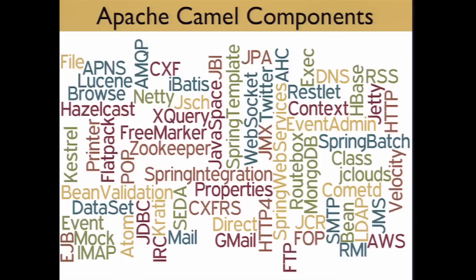And Camel offers about 100 components you can use to integrate your systems, which makes it very easy to expose or use a web service, JMS, RSS or Twitter. And every Camel release brings in new versions and new components. And we have to think about security for all those components.